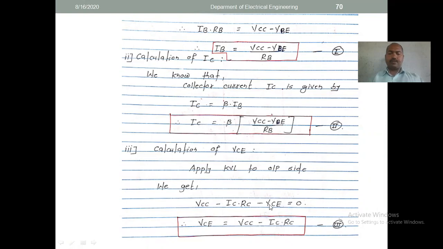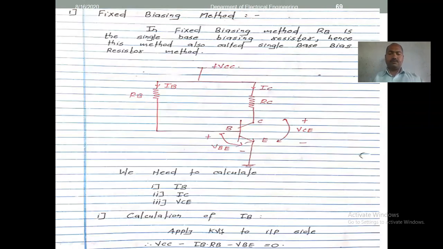Now, calculation of VC, that's why VC goes on the other side. So VC equal to VCC minus IC into RC. This is the value of VC. So in the above equation, we have to calculate IB, IC and VC. This is nothing but the analysis for the fixed biasing method, right?